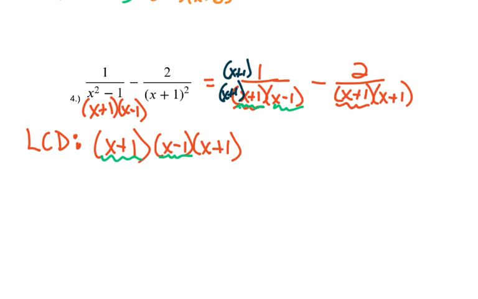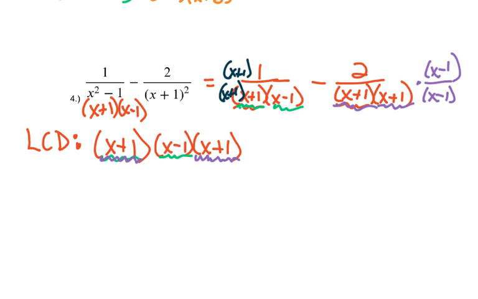We can do the same thing for the second term, right? It's got an x plus 1, just like our x plus 1 here. It's got the other x plus 1 in purple right here. The only thing it's missing is the x minus 1. So let's multiply it by a form of 1.